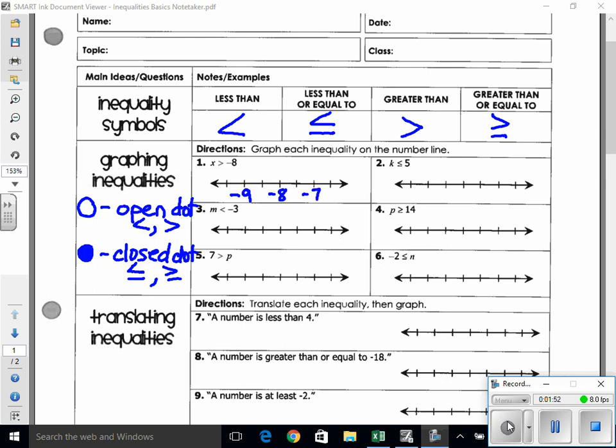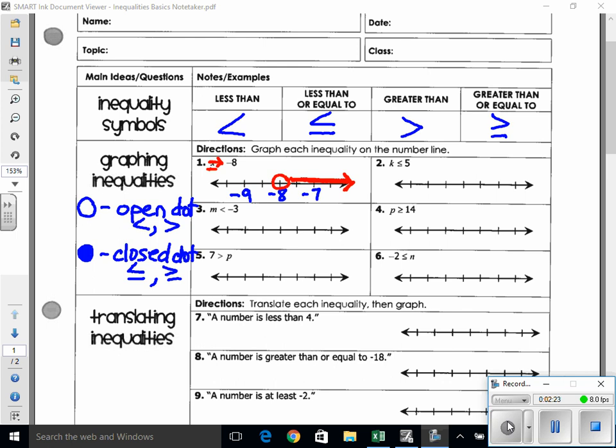Then I need to decide which dot I need. Because it's a greater than symbol, I need an open dot, and you can put it right on the number line or you can graph it above it. Either one's fine, you just don't ever graph below it. And because it's greater than, all the numbers bigger than -8 are to the right. There's a little trick you can use with graphing: if your variable is first, then the direction that the symbol is pointing is the direction that you're going to shade. But that's only if the variable's first. If it's not, then you want to reverse it so that that's always true.